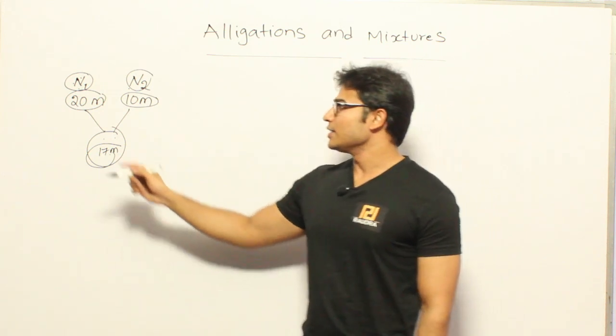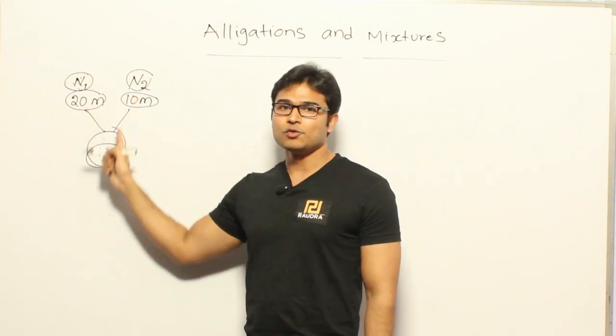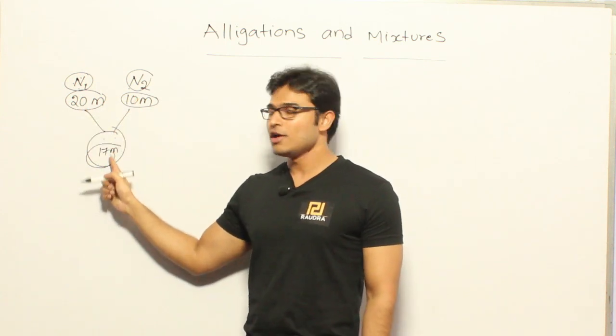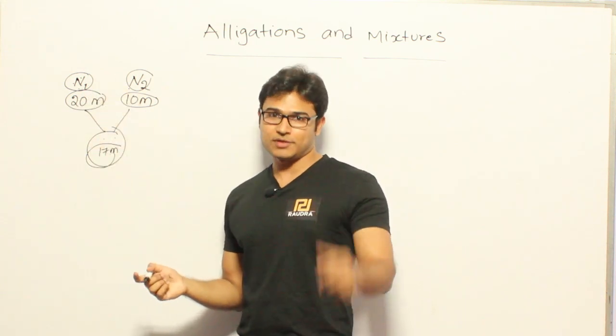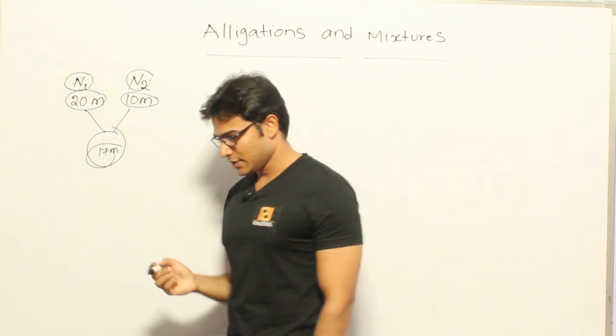Okay, so what is it? Given two averages and the group average, you are supposed to find out what is the ratio in which I should mix the items so that I'll get that group average. Got it? Okay, let's try to see this.